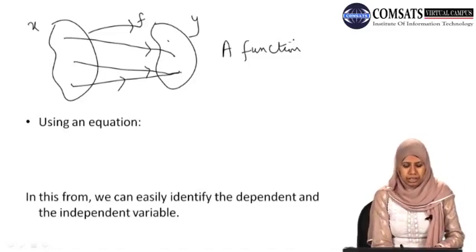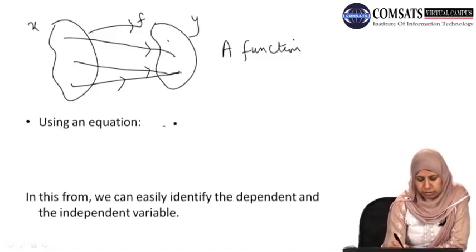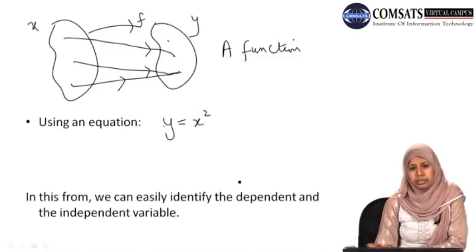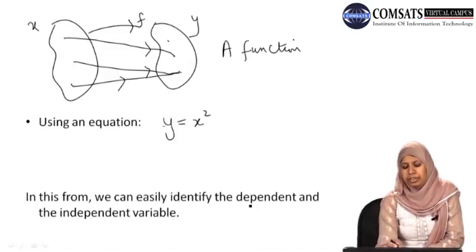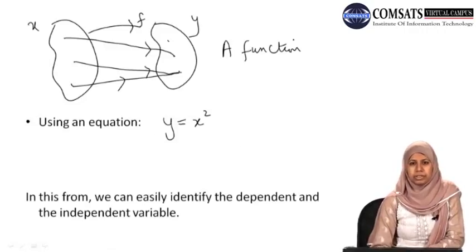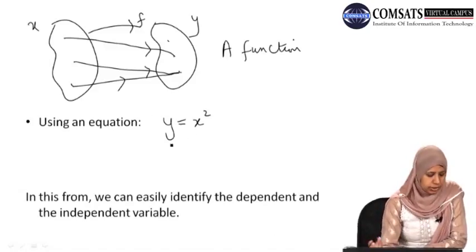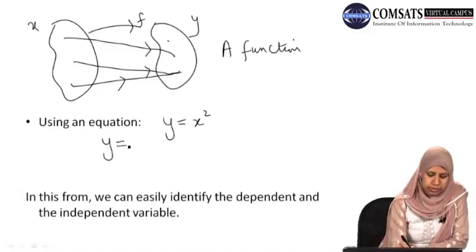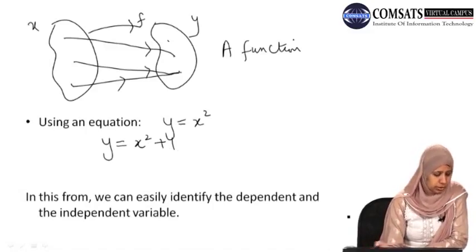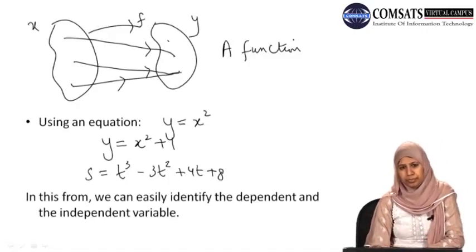Okay, our fourth way to define a function is by using an equation. By using an equation, we mean that, for example, y is equal to x square. When we write y is equal to, we are using an equation, and this equation may or may not represent a function, but it is one way of representing a function. Or for example, y is equal to x square plus 1, or s is equal to t cube minus 3t square plus 4t plus 8.